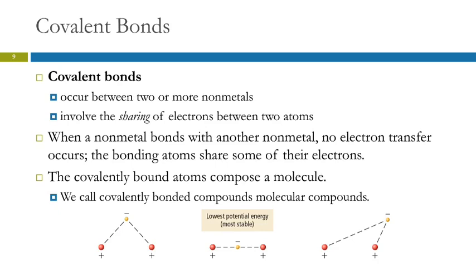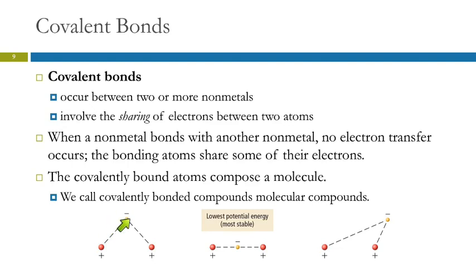And also, where would they get the electrons they need to become anions? It's not going to happen. So no electron transfer occurs. The nonmetals are going to share the electrons. So here we have an illustration. Here's the nucleus of one atom and the nucleus of another atom, and this is the electron that they're sharing.